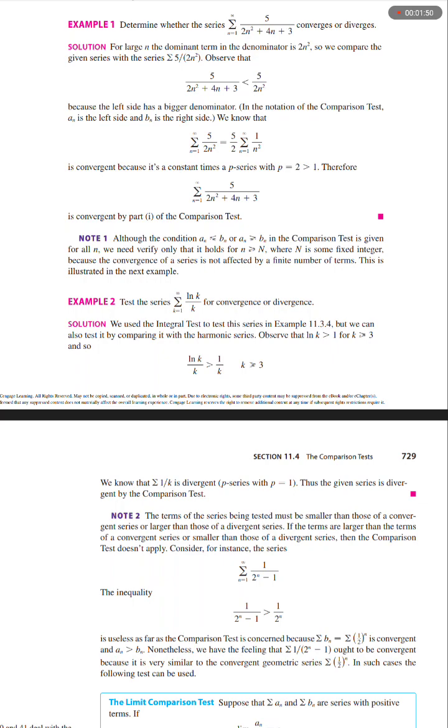Note 1. Although the condition a sub n is less than or equal to b sub n, or a sub n is greater than or equal to b sub n, in the comparison test is given for all n, we need verify only that it holds for n greater than or equal to big N, where big N is some fixed integer, because the convergence of a series is not affected by a finite number of terms. This is illustrated in the next example.